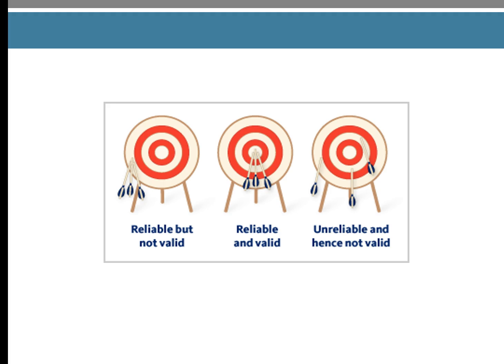So here's another way that we can conceptualize this. We can have something that's reliable but not valid. So we're hitting the same point every time, but it's not the mark we want. We can have something that's reliable and valid, so we're consistently hitting the middle of the target, which is the spot we want. And we can have something that is unreliable and then not valid, so that's all over the place, and none of those are what we're actually trying to measure.